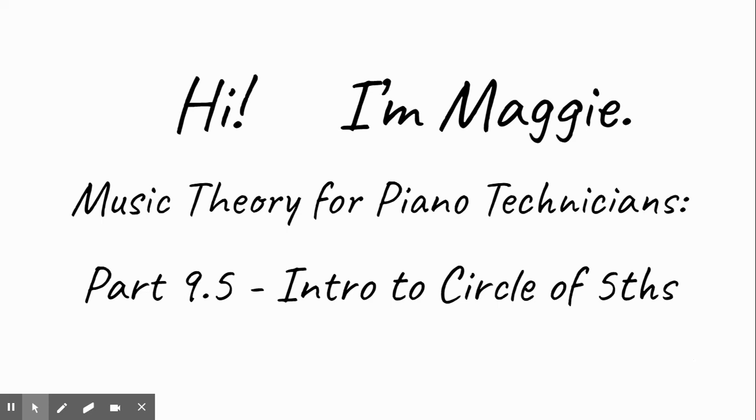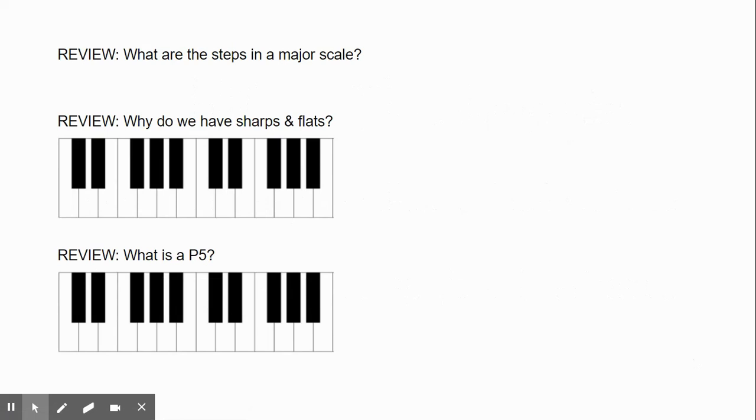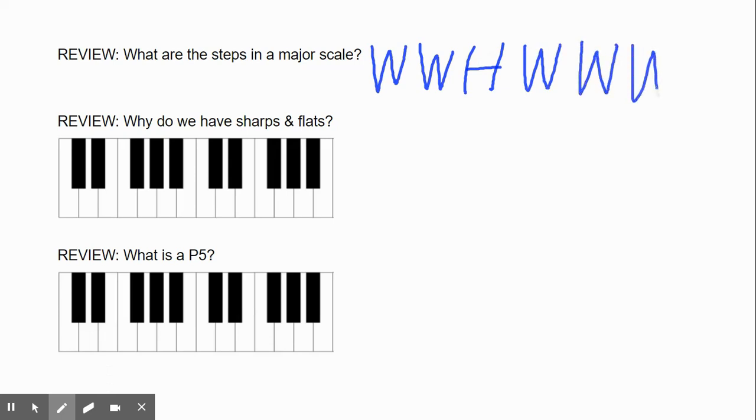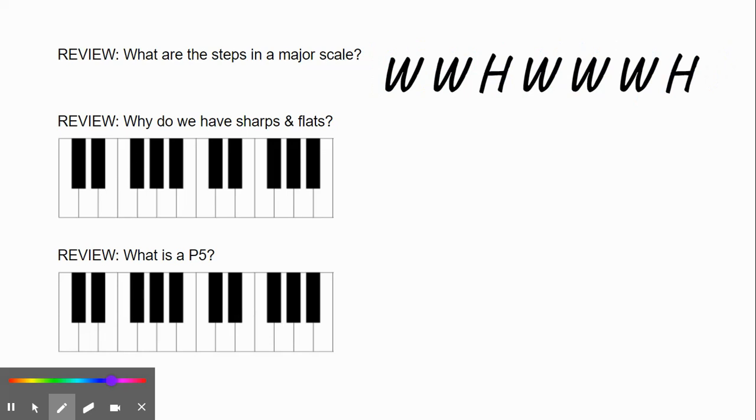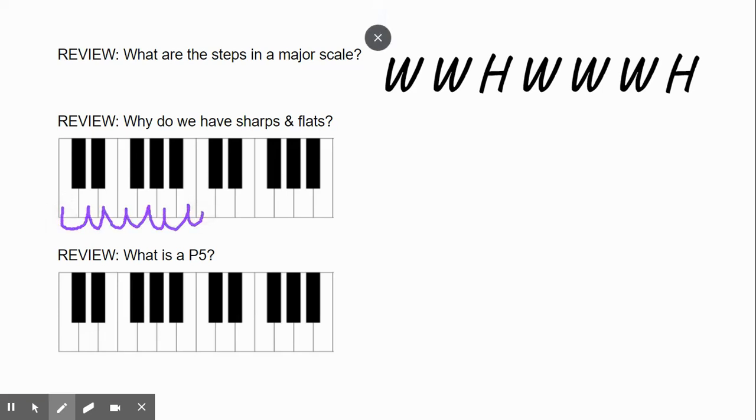Let's start out with a quick review. What are the steps in a major scale? We have learned that that is whole, whole, half, whole, whole, whole, half. Why do we have sharps and flats? If we start on C and go whole, whole, half, whole, whole, whole, half, we're all in the white keys.